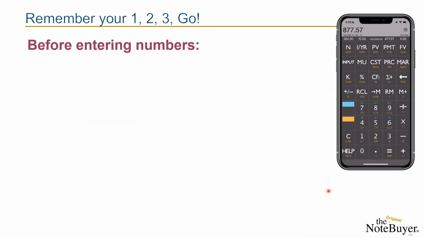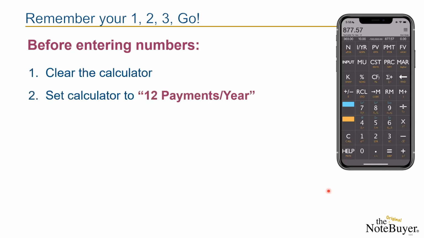Before you start entering your numbers, what do you have to do? Clear the calculator, set the calculator to 12 payments per year, and make sure that you are on end mode. Okay, I'm going to do it again. Clear the calculator. I've already got 12 payments per year and I'm in end mode.